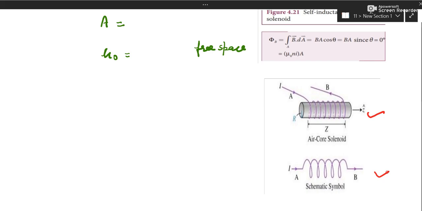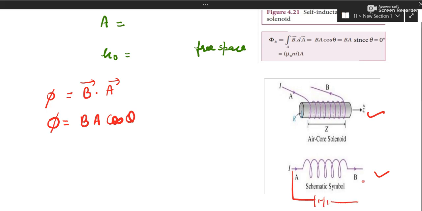Okay, so we'll talk about flux now. Flux is the number of magnetic field lines passing through a given area along the normal, or you can say flux is the dot product of B dot A. So here you can see the solenoid's magnetic field. If we pass current through the solenoid, it's along the axis. So magnetic field is like this, and the normal to the cross sectional area of the solenoid is also along this. That means B and normal are in the same direction.